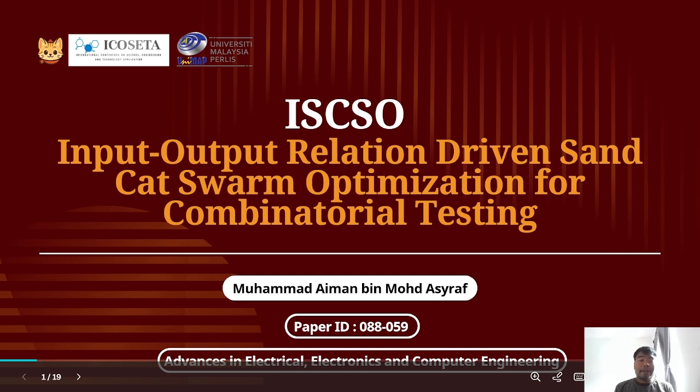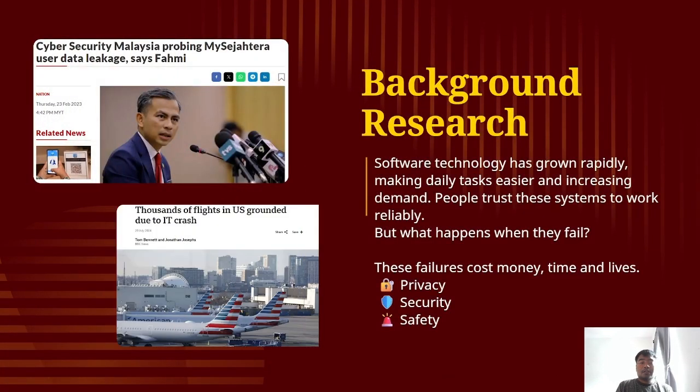So I want to present my topic, which is ISCSO: input-output relational driven sand cat swarm optimization for combinatorial testing. My paper ID is 088 and I'm in the course Advances in Electrical, Electronics and Computer Engineering. So here we first kick off with the background of the research.